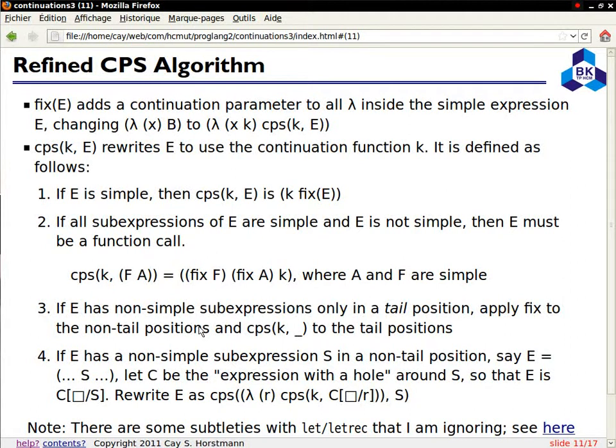The CPS takes an existing continuation function, any old function really, and it takes an expression, and now it rewrites E to use it. And it's recursively defined by these 4 steps. They're kind of messy steps. So if E is simple, we've defined simple in the previous slide, then the expression is rewritten in this way. You call K, you apply this fix thing, and that's it. So if all sub-expressions are simple and E is not simple, then E must be a function call.